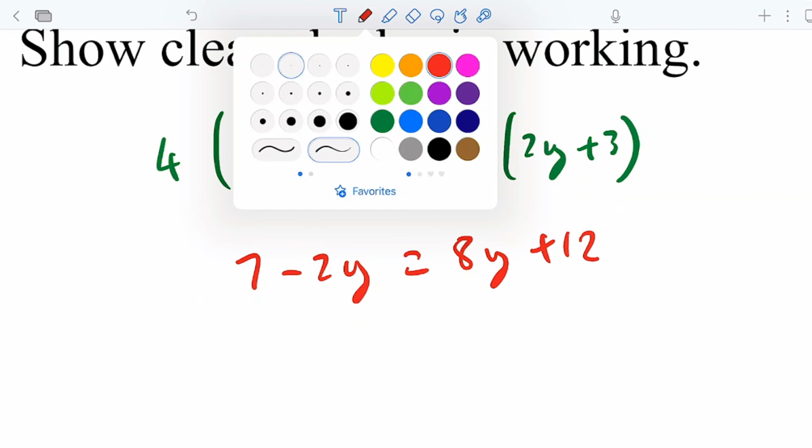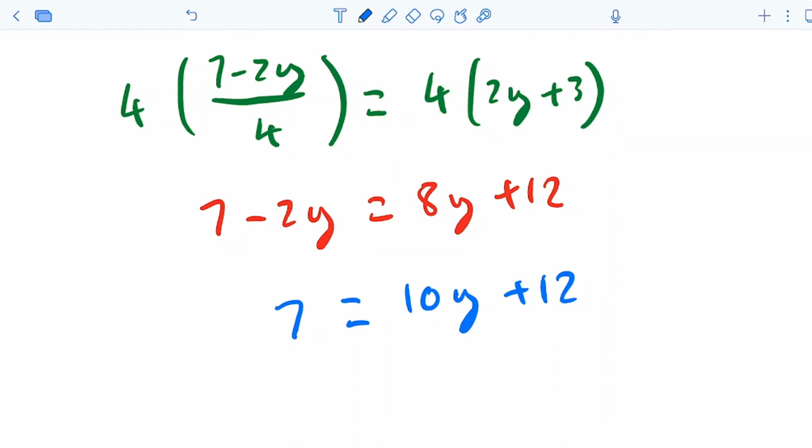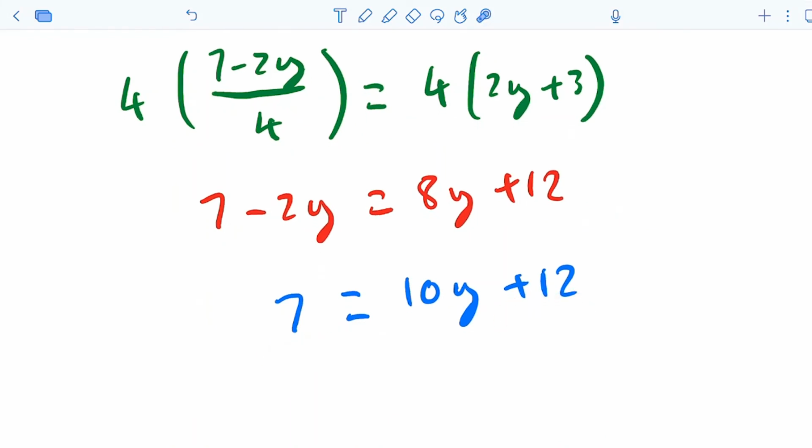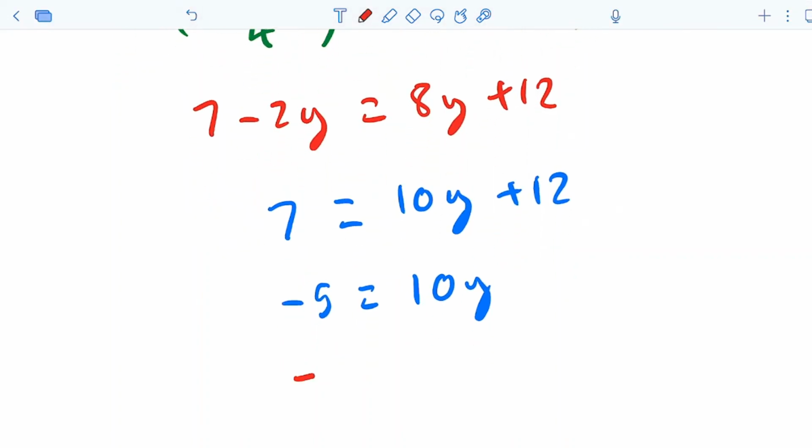Next step is to get all the y's to be on one side of the equal sign. So we're going to plus 2y to both sides to get 7 is equal to 10y plus 12. And then getting all the digits to be on one side of the equal sign, we take 12 away from both sides this time. So we get negative 5 is equal to 10y. And therefore, dividing both sides by 10, we get negative 5 over 10, which is the same as negative 1/2, is now equal to y.